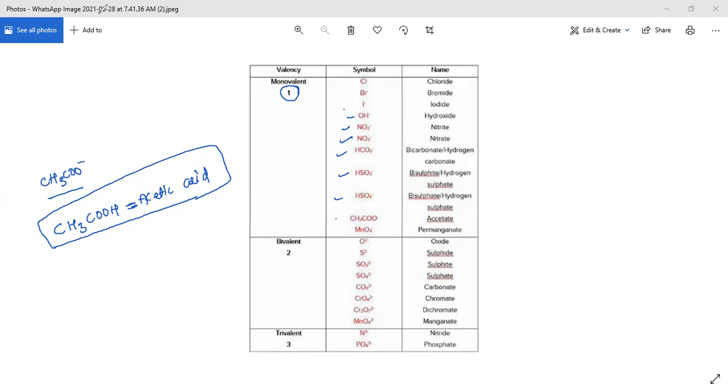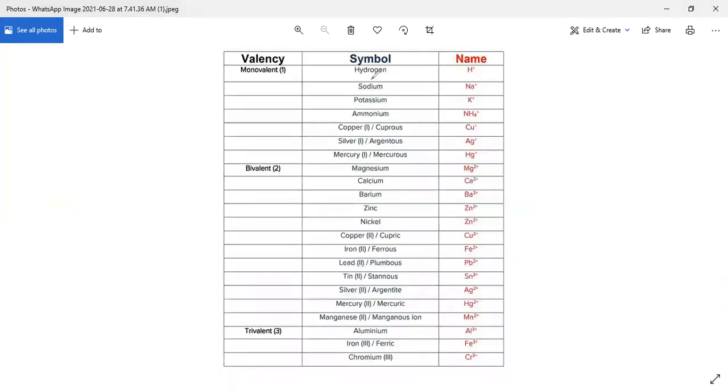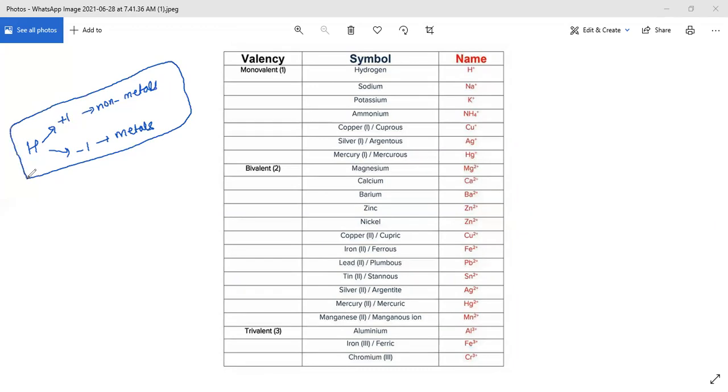Now one more table is there, about the D block elements. Hydrogen will always show plus, H plus, right? In some cases, it will show minus 1 also. Generally, hydrogen will show plus 1 with the non-metals and minus 1 with the metals, because non-metals are the ones to gain and metals are the ones to lose.